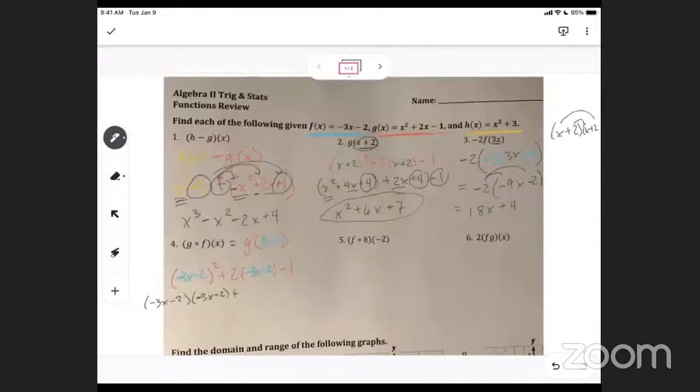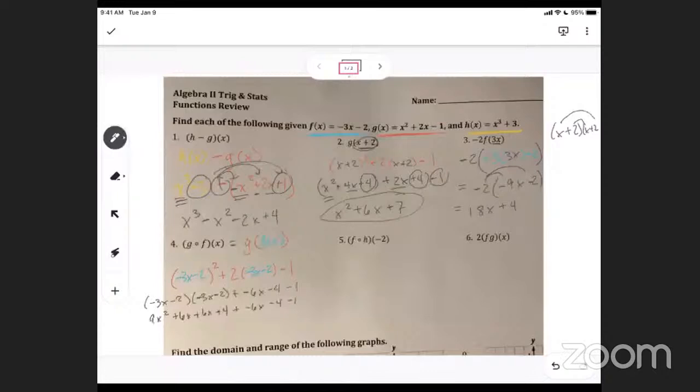Plus, distribute that in, negative 6x minus 4 minus 1. So when I multiply these out, when I FOIL this out, there's going to be 4 terms. It's going to be 9x squared plus 6x plus another 6x plus 4 plus negative 6x minus 4 minus 1.